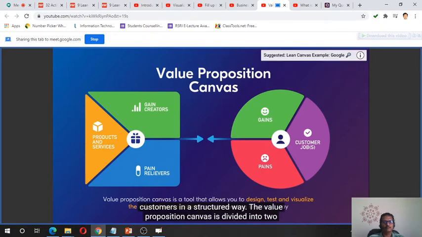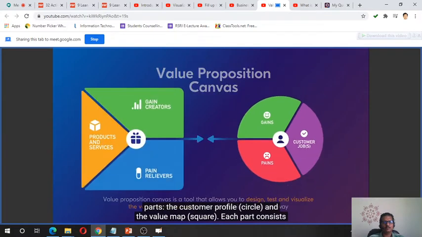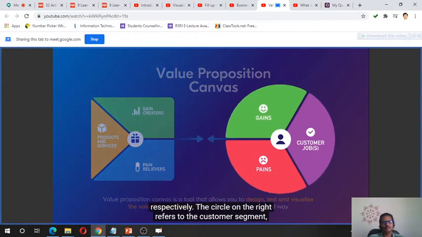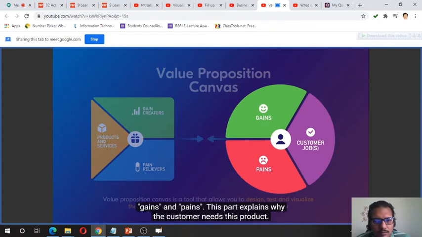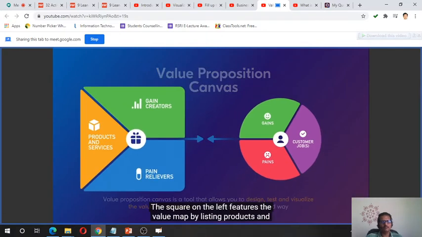The value proposition canvas is divided into 2 parts, the customer profile, circle, and the value map, square. Each part consists of 3 sections that describe specific features of a customer or product respectively. The circle on the right refers to the customer segment. It describes the motivation to buy the product and consists of jobs to be done, gains, and pains. This part explains why the customer needs this product. The square on the left features the value map by listing products and services, as well as describing pain relievers and gain creators.